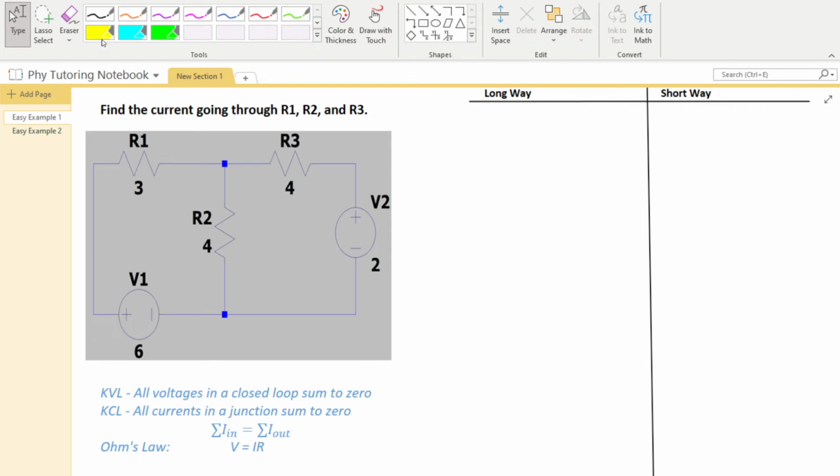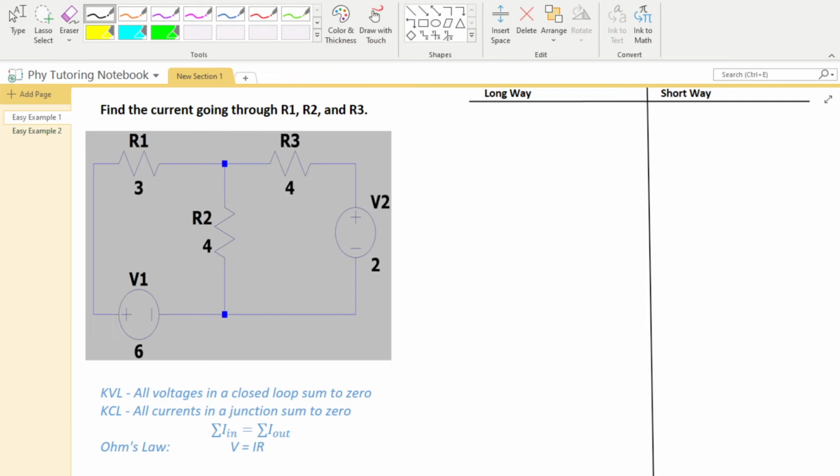So what does the mesh current method use? Well, we're still using all of Kirchhoff's laws. Kirchhoff's voltage law tells us that all the voltages in a closed loop are going to sum to zero. And his current law tells us that all the currents in a junction sum to zero, or, I think more intuitively, the current going into a junction is going to be equal to the current leaving a junction, or I in equals I out. And since we're only dealing with batteries and resistors, we still need to know Ohm's law, which is voltage equals current times resistance. And so let's get into it.